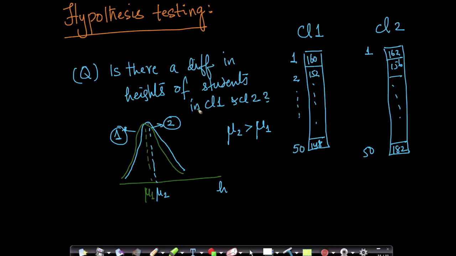How do we quantify this and be very, very scientific about explaining if there is actually a difference in heights of students? To do this, there is a process called hypothesis testing, and I'll first explain the process at a very high level, and then we'll solve this problem using a very interesting technique called permutation testing. So the process has the following steps.